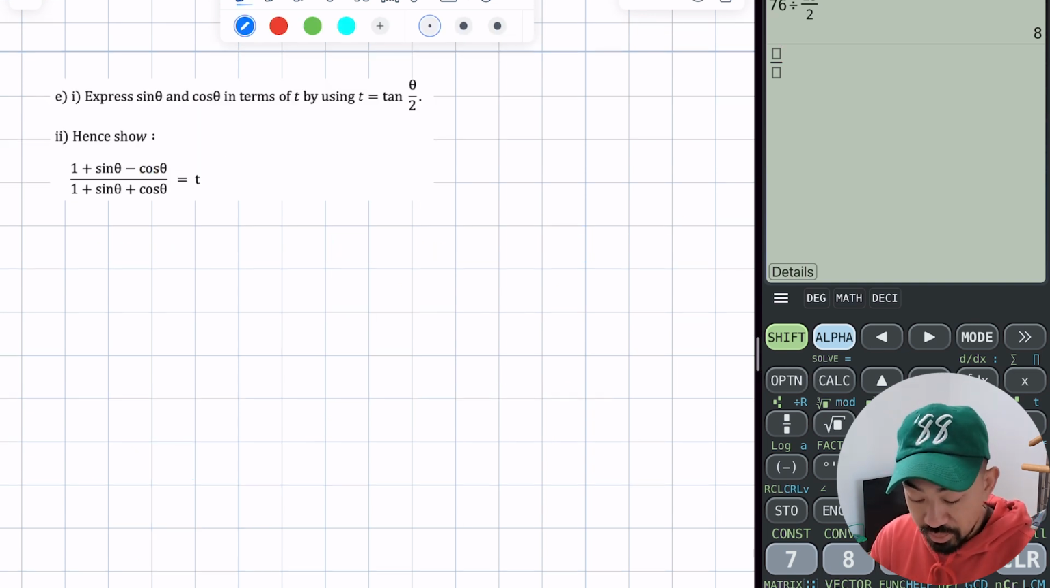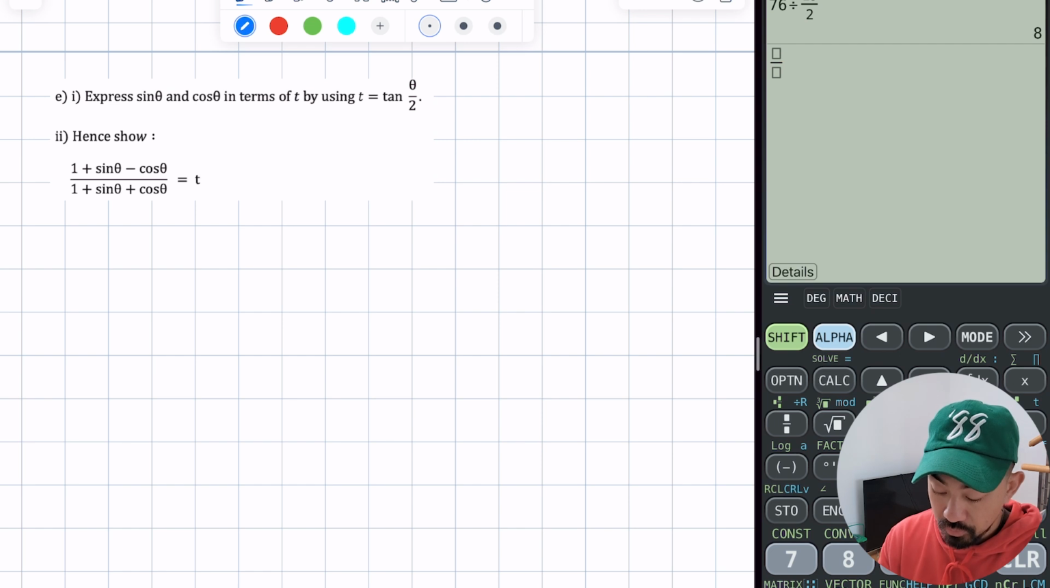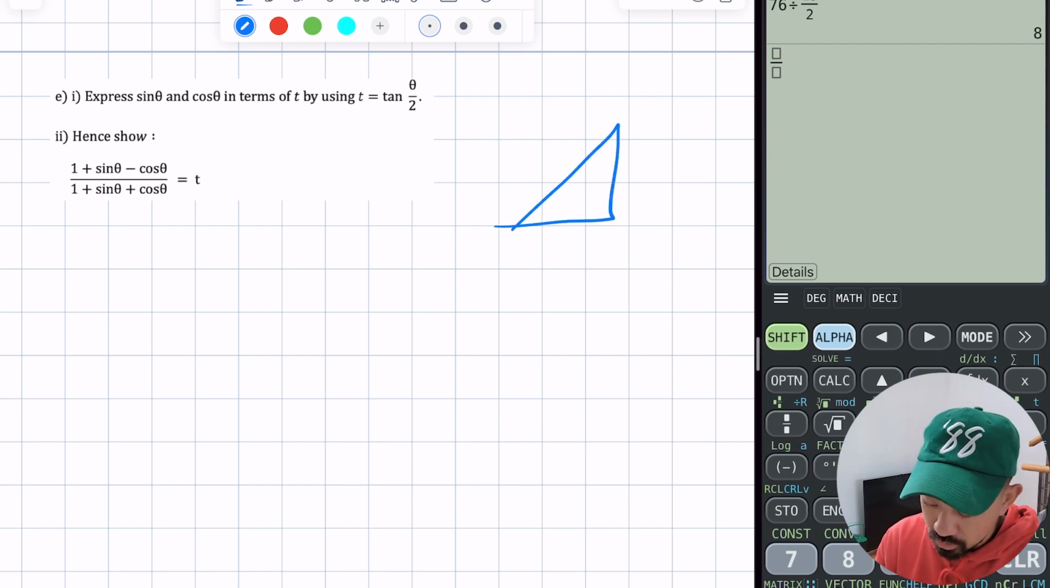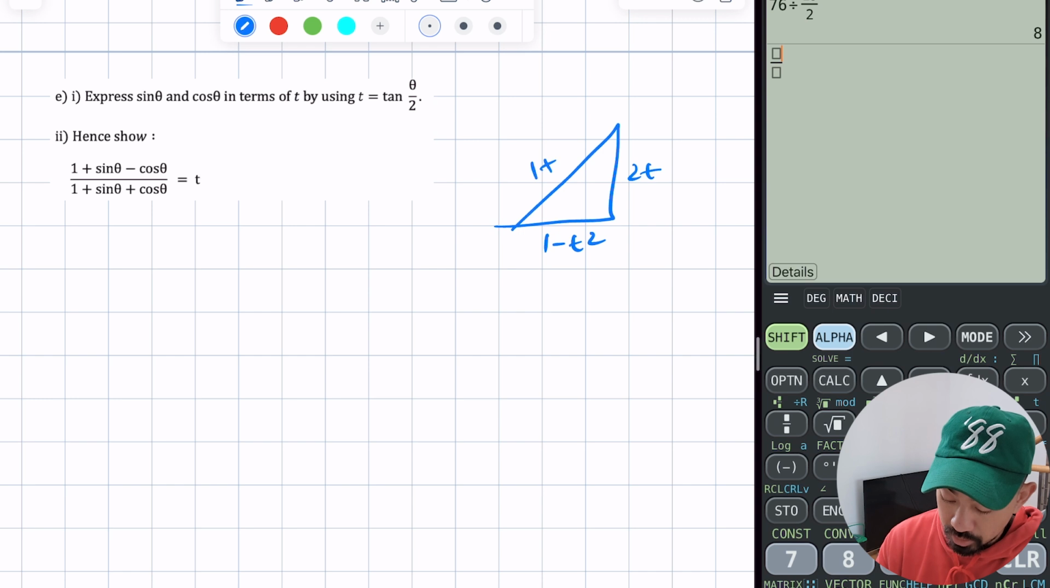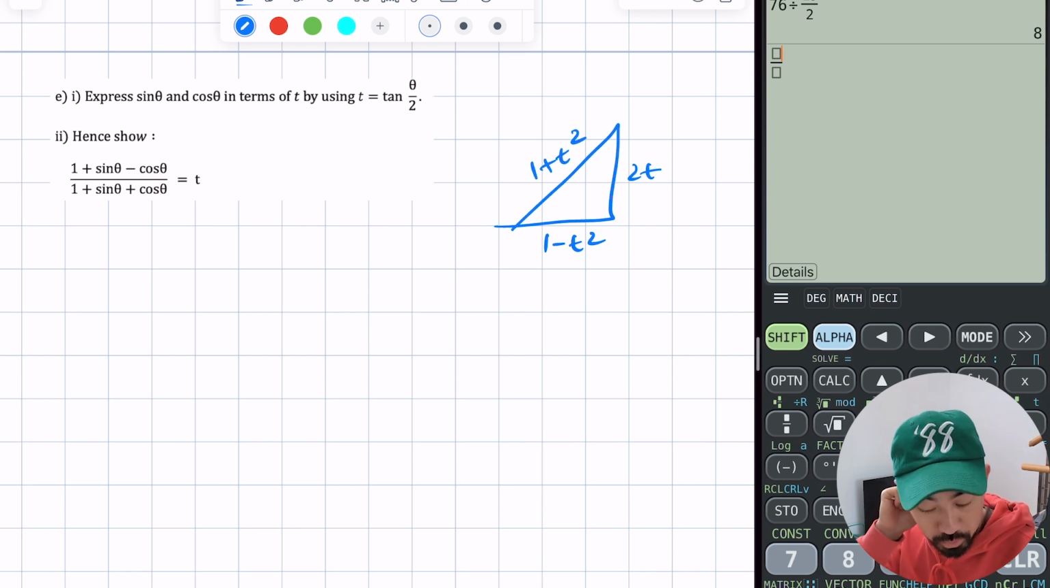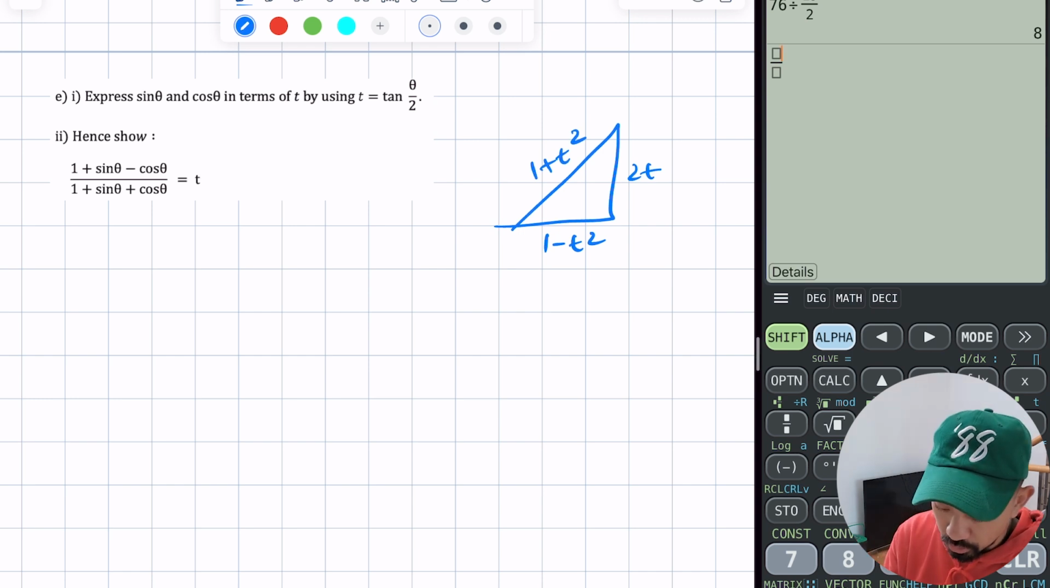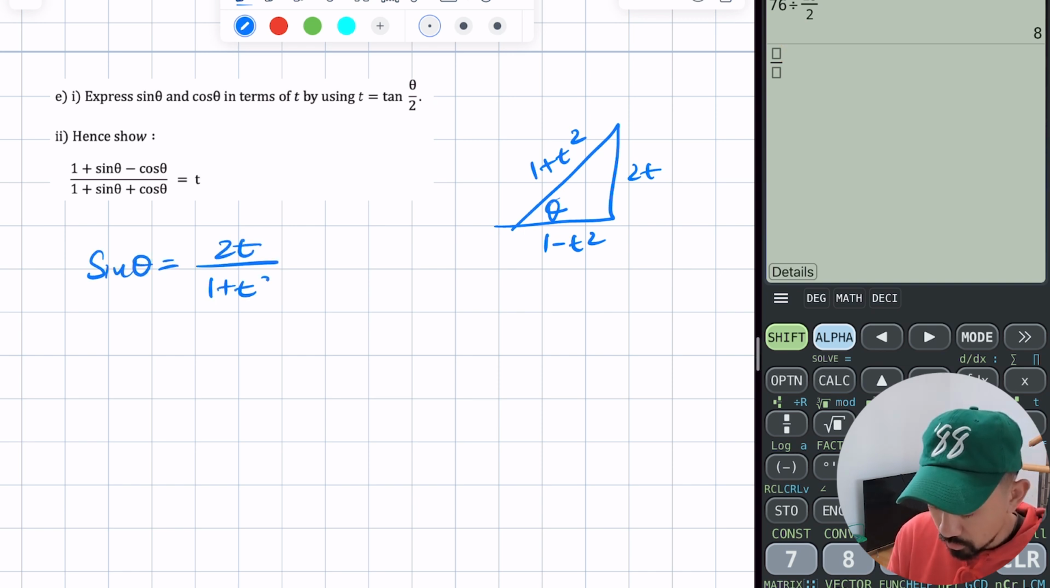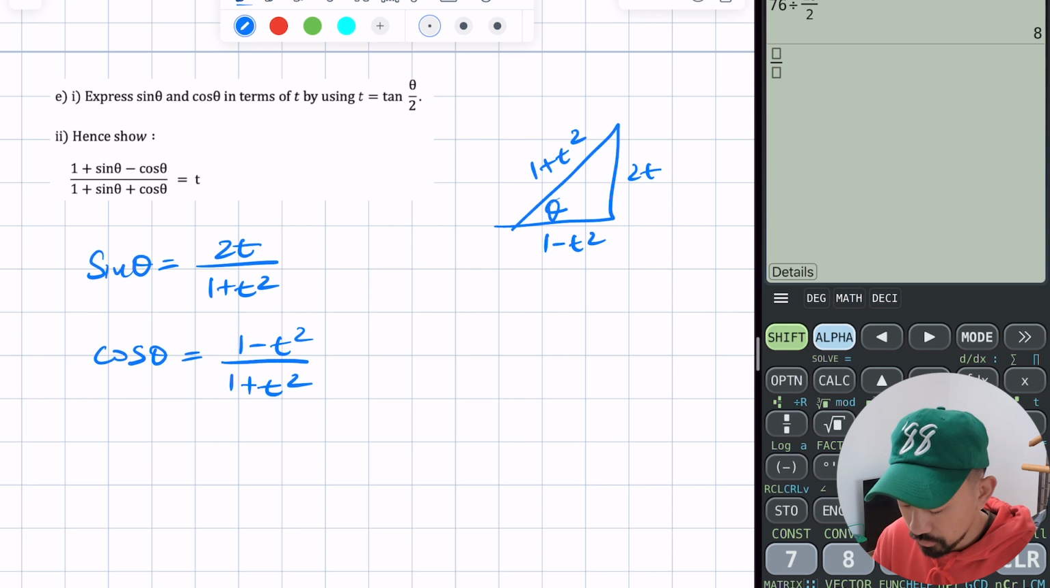Express sine theta and cos theta in terms of basically our t formulas. Okay, so if you don't know this, it's this formula here. So you're going to have 2t, 1 minus t squared, 1 plus t squared. And this is basically what we're going to be using. Okay, so this is theta here. So sine theta is equal to opposite over hypotenuse. Cos theta is equal to 1 minus t squared, adjacent over hypotenuse.